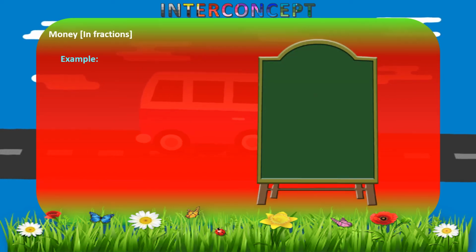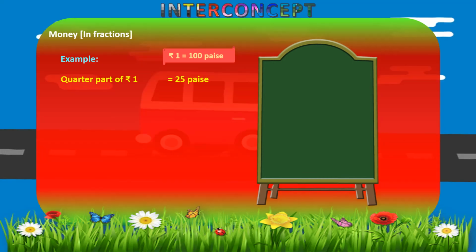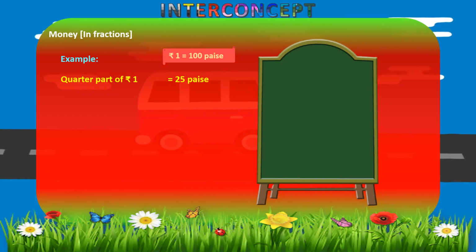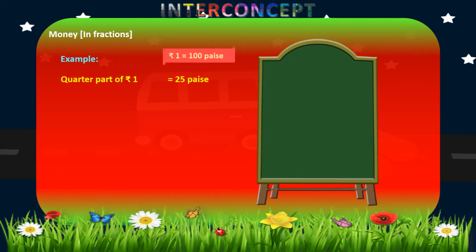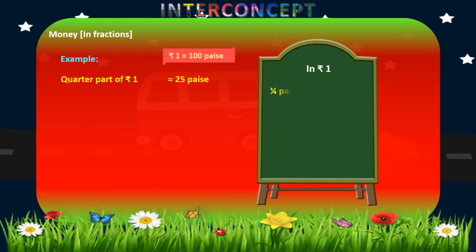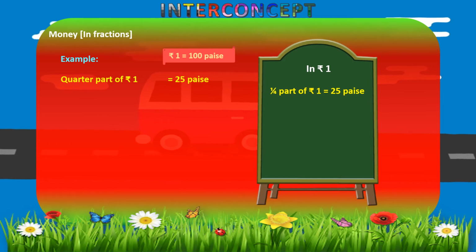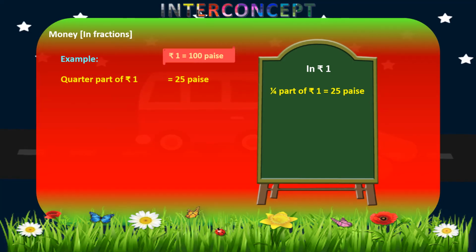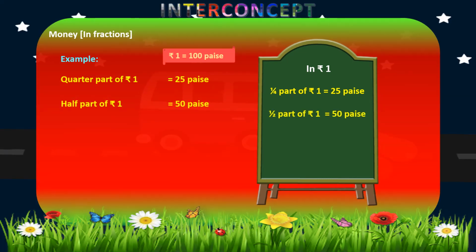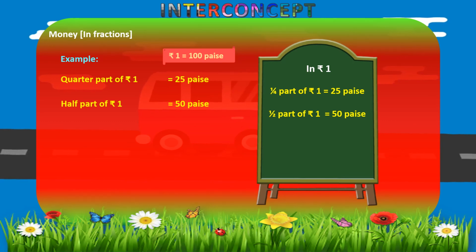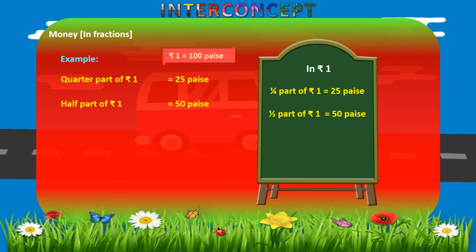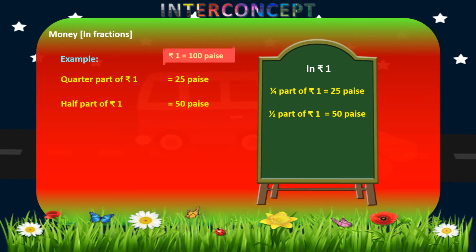Money in fractions. Here rupees 1 is equal to 100 paise. Quarter part of rupees 1 is equal to 25 paise. Student, how to write the quarter part? Yes, 1 by 4 part of rupees 1 is equal to 25 paise. Half part of rupees 1 is 50 paise. How to write the half part? Yes, 1 by 2 part of rupees 1 is 50 paise.